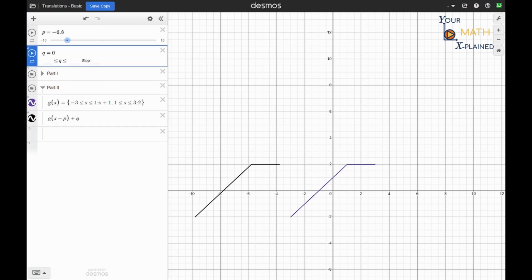So again, if we want our q value to be 2 and our p value to be 3, you can see that it shifts our original graph, which is the purple one, 3 units to the right and 2 units up.